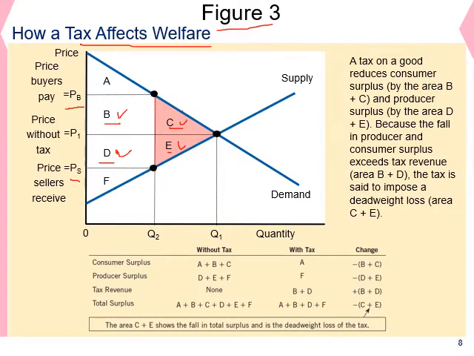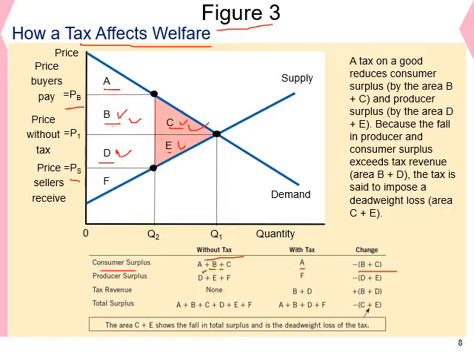So to summarize, you can see that consumer surplus without taxes is area A plus B plus C. With taxes, consumer surplus is only area A, and B and C will be the loss, which is the change right there.